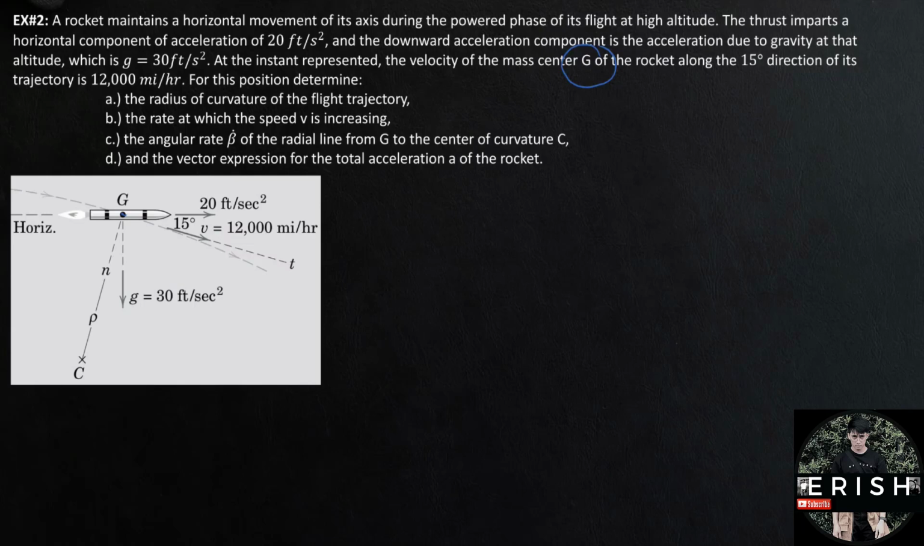Before we go to the radius of curvature of the flight trajectory, of course, we should first solve the normal acceleration and the tangential acceleration. For AN, looking at the figure, we have here 30, considering downwards as positive, yung 30 feet per second square natin ay magiging positive 30, and since itong 15 degrees na to, equal din dito, we can write this as 30 cosine 15 degrees. Ito ang ating AN. This is the 30 feet per second square. Ito yung 15 degrees natin.